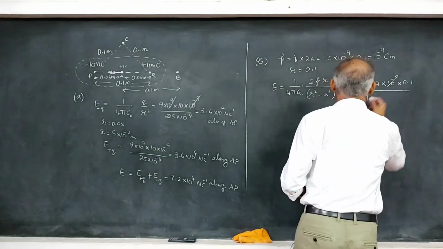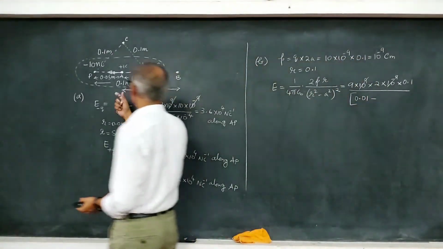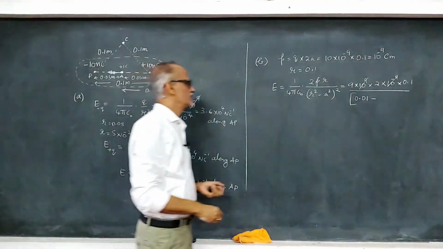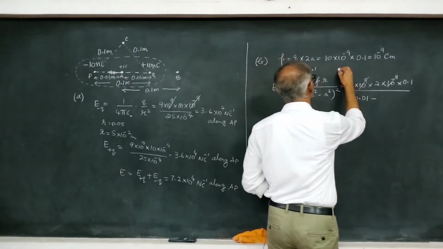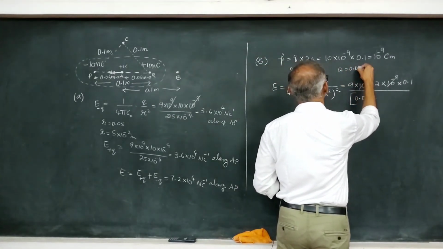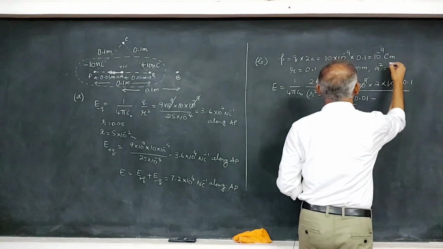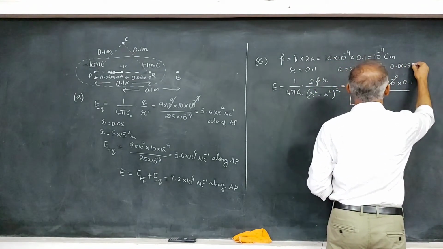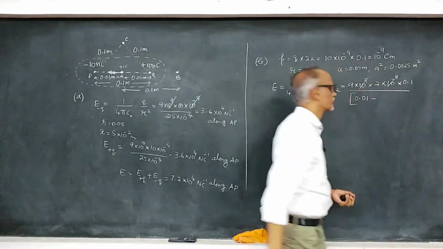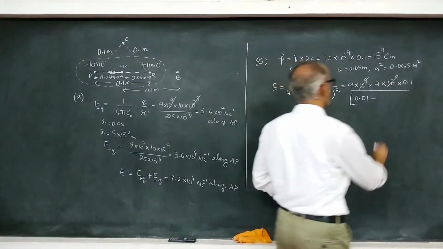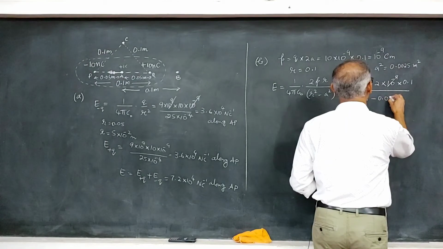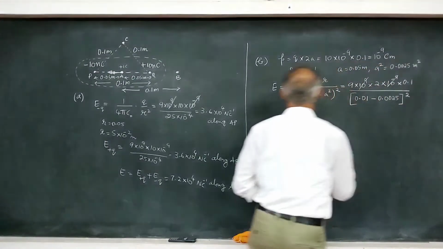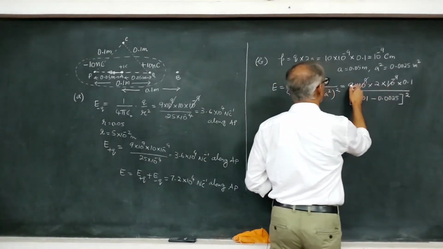Minus. What is the value of A? The value of A is this. So this is 2A. The value of A is 0.05. So 0.05 square of it. A is 0.05 meter. So A square is 0.0025 meter square. So it is 0.0025, the whole square.